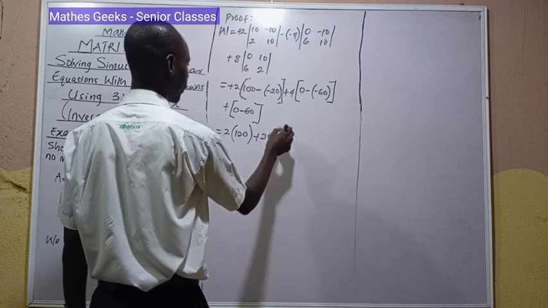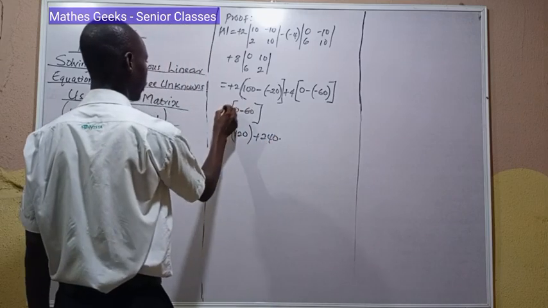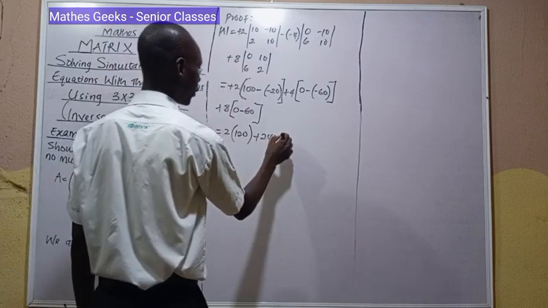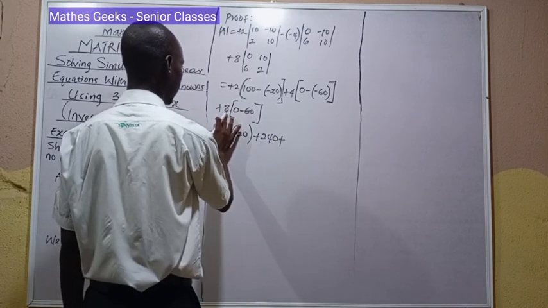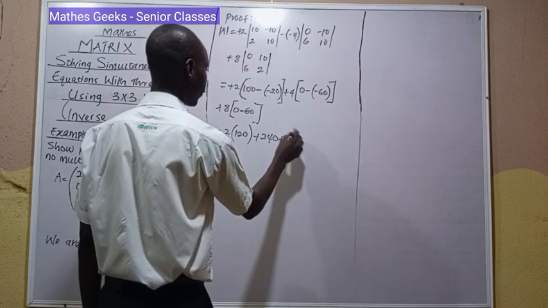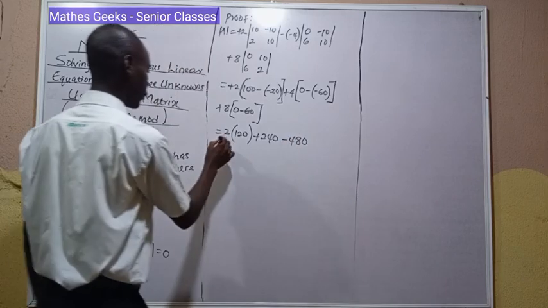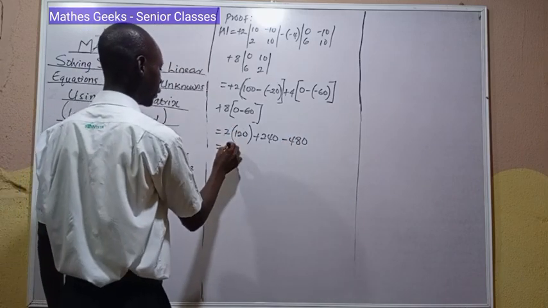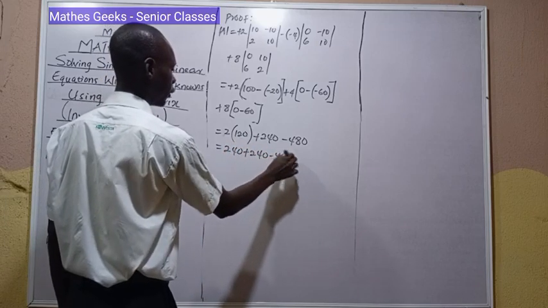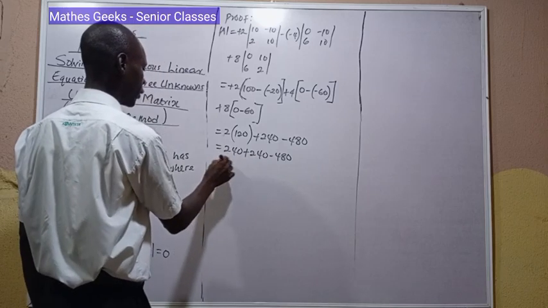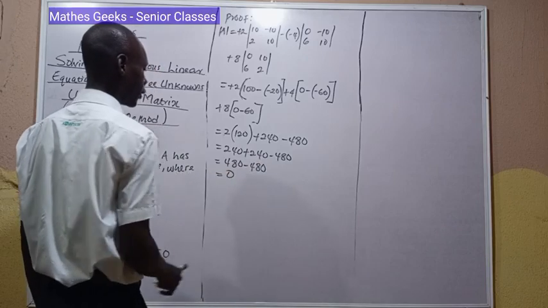240, and then plus 8 here, plus 8 times minus 60. Minus 60 times 8 will give us minus 480. So 2 times 120 is 240, plus 240, minus 480. 240 plus 240 is equal to 480, minus 480, which is equal to 0.